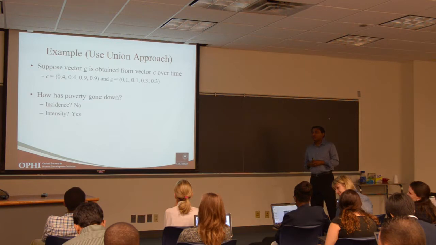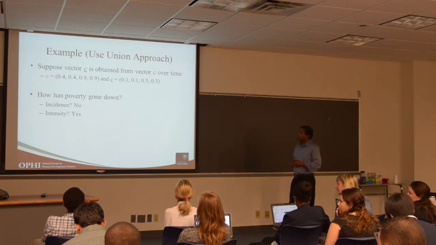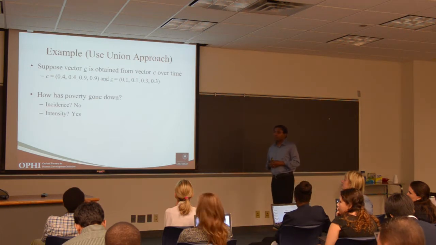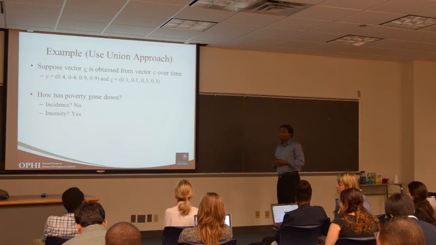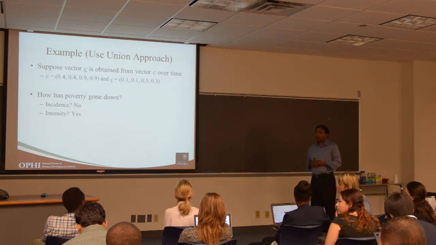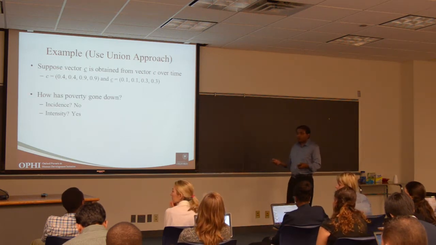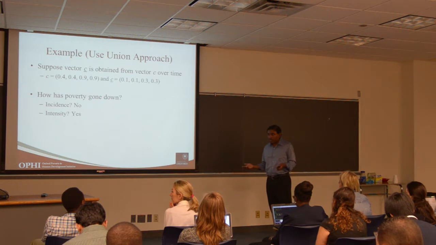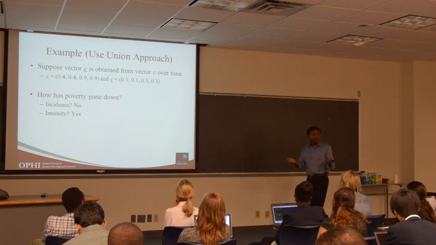I would say inequality has gone down because from 0.4 to 0.1, it has decreased by 0.3. But from 0.9 to 0.3, it has gone down by 0.6. So I would say the poorest person actually decreased poverty much more than the other. So you should have a reduction in inequality. Okay. So we have different measurements from different parts of the globe.